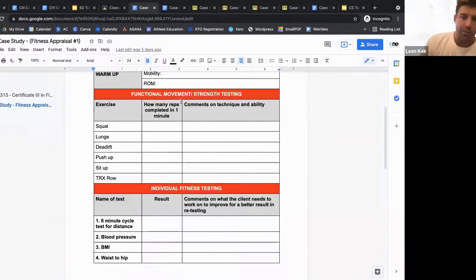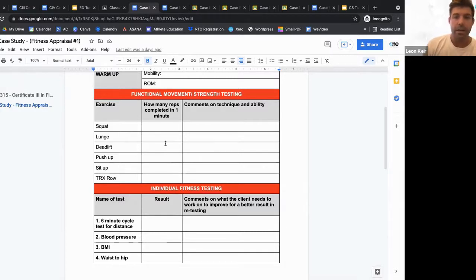And then from there, guys, you move into what we call our functional movement or strength test. So what that is, we've got 6 prime movements. So we've got a squat, a lunge, a deadlift, a push-up, a sit-up, and a TRX row. And what we do with our clients is we make them do each one of these exercises for a minute, and then we write down how many reps they were able to achieve in that minute time frame.